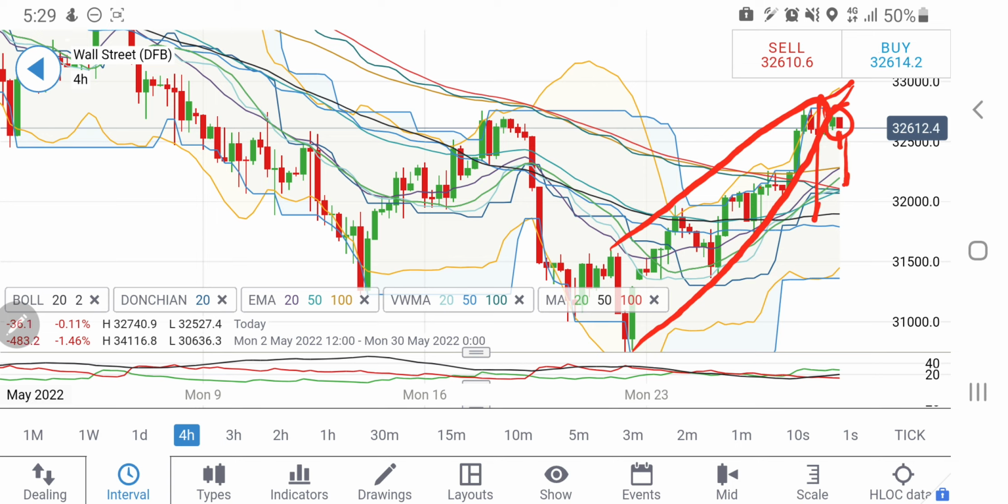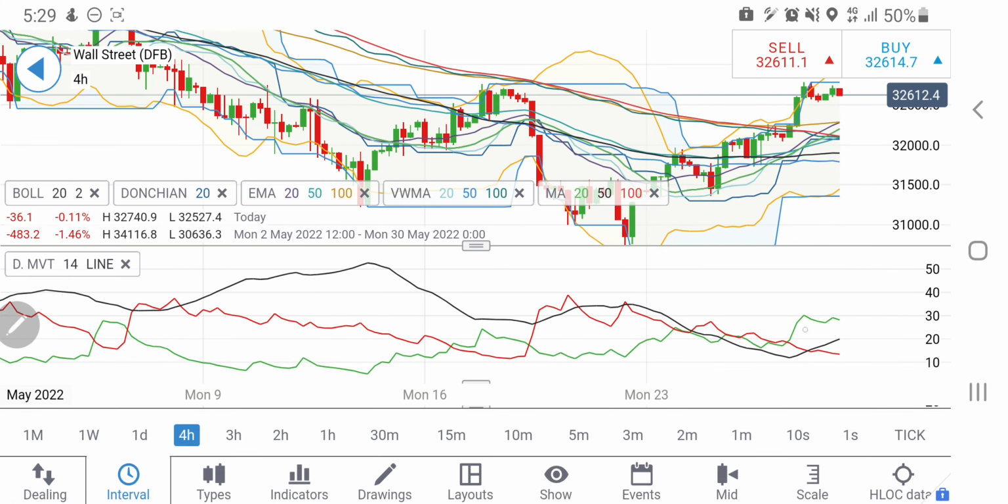It can try to give you the symmetry. The first target is 32,350, 32,200 and then 32,000 and below levels should get achieved there. Look at the directional movement. The directional movement is bullish, it is trying to converge here.